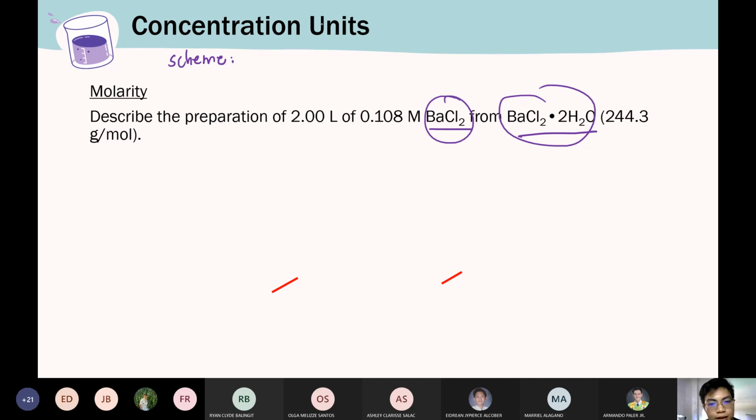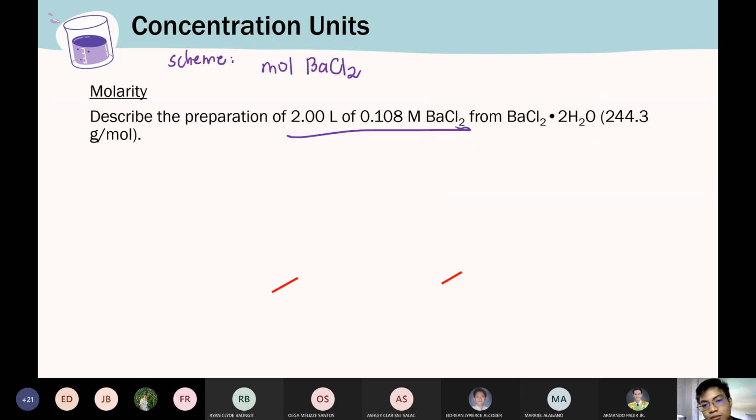Okay? So, ayan. We are given the molarity. We're given the volume. So, first thing na gagawin natin is to solve for the mole of barium chloride. Okay? So, usually ganun. No? From left to right yung basa ng problem, di ba? So, kung ano mapunta dito madalas, yun yung isosolve mo muna. Okay? So, first thing, you need to solve for the mole of barium chloride. Kasi given na siya, 2 liters, 0.108 molar barium chloride. So, solve mo muna yung moles niya. And saan galing yung barium chloride? Sa barium chloride dihydrate. Okay?